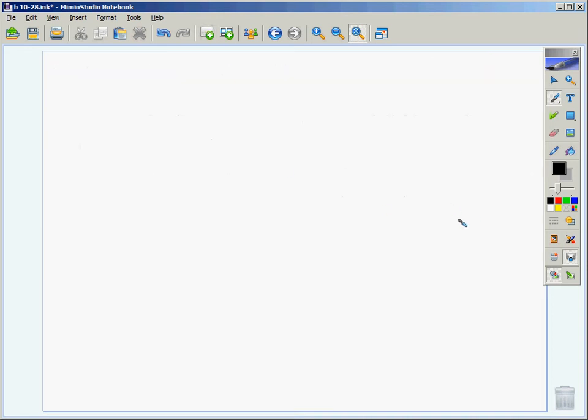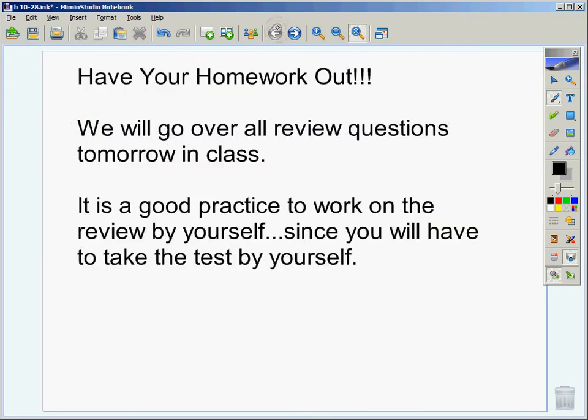Assignment. Please remember what I said at the beginning of the class. It's really good practice if you what? Work by yourself. Because when you go to take the test, you have to what? Work by yourself. We are going to go over all of it tomorrow. So you need to have it done before you come to class, or it does no good to go over it.